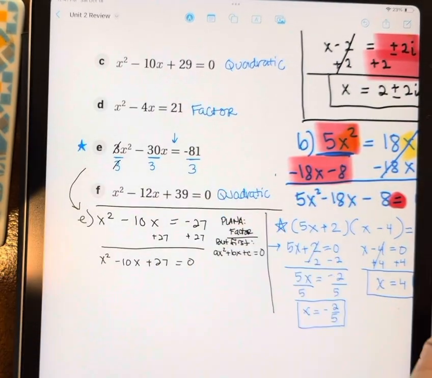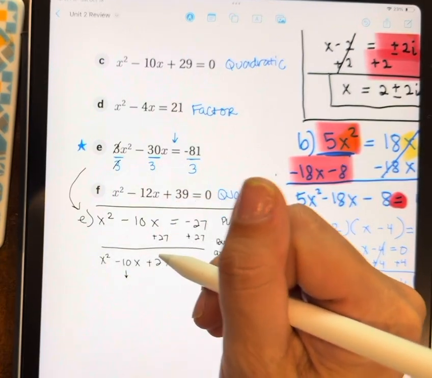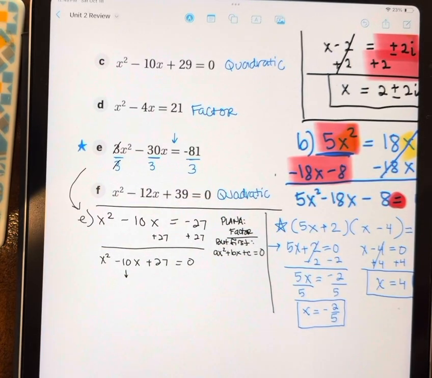And honestly, we could complete the square with this so nicely. And then you just gotta divide this by 2 and square it and add it. Maybe I'll do it that way too for fun after.